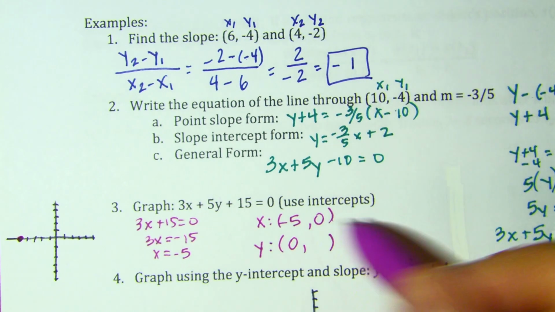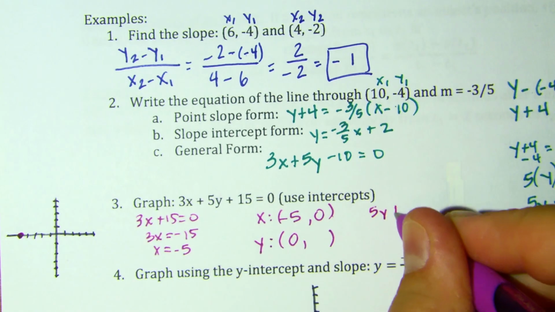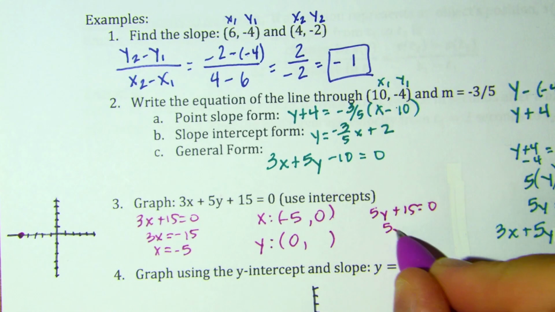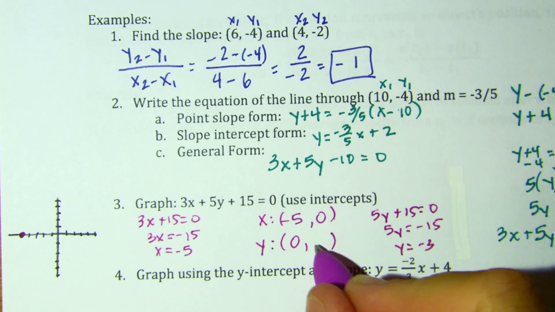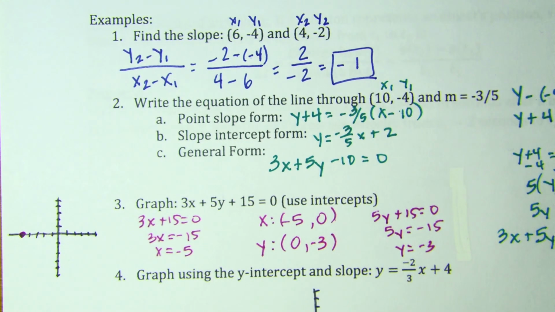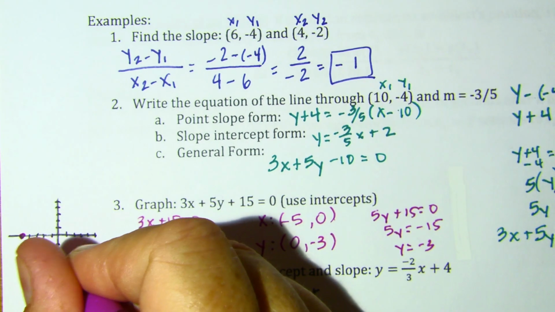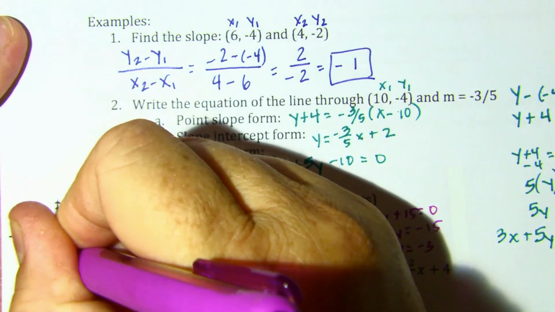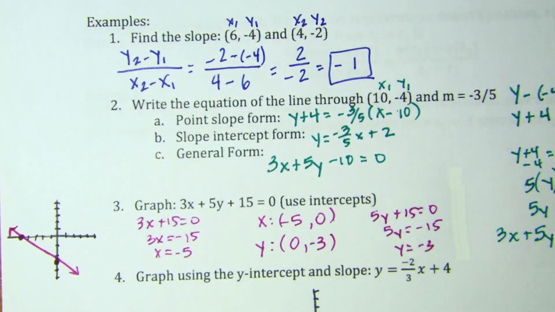I can solve for the y-intercept by plugging in 0 for x. 0 for x here leaves me with 5y plus 15 equals 0. Subtracting 15 over, dividing by 5, y equals negative 3. So my y-intercept is 0, negative 3. So I can go ahead and plot that point. And as long as I have 2 points, I'm able to draw a linear equation. So that's what my graph would look like.